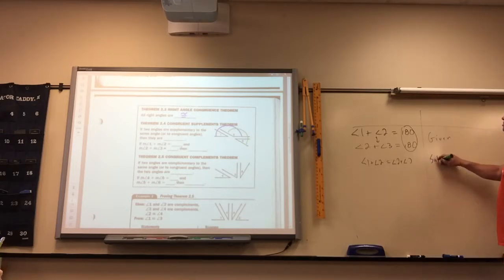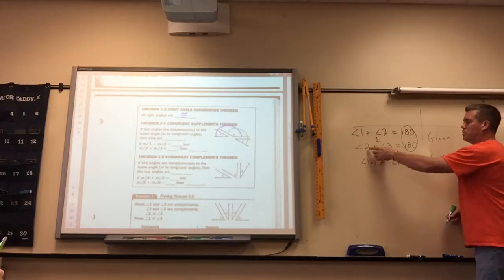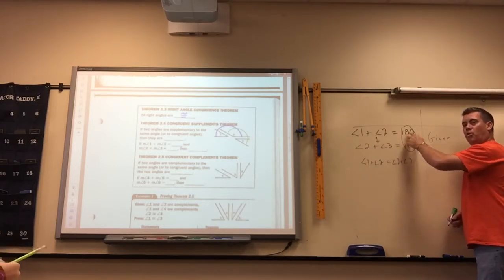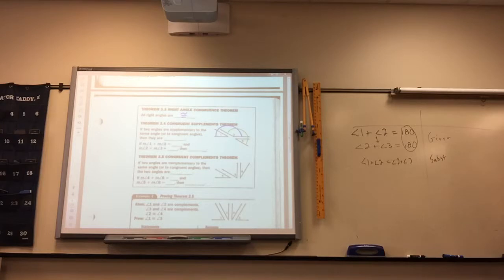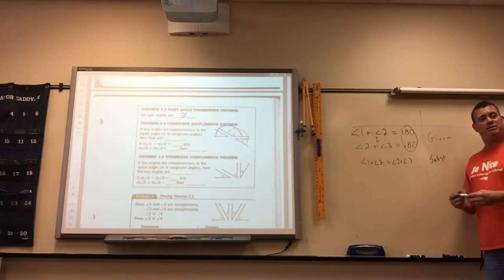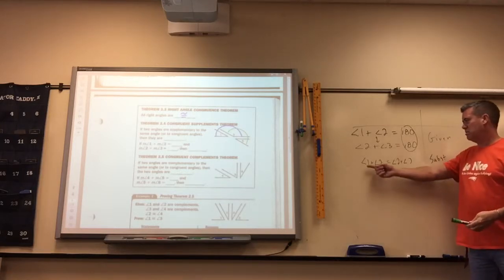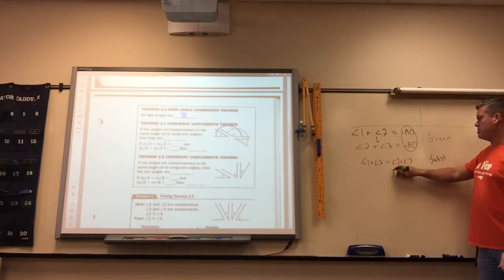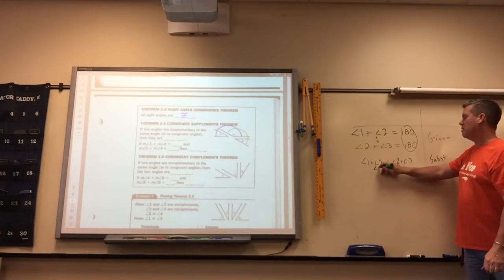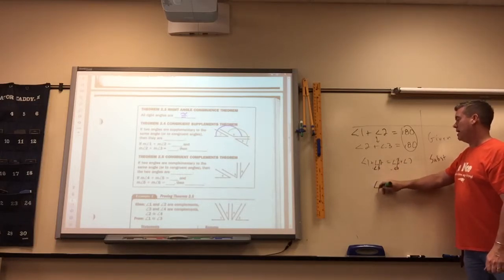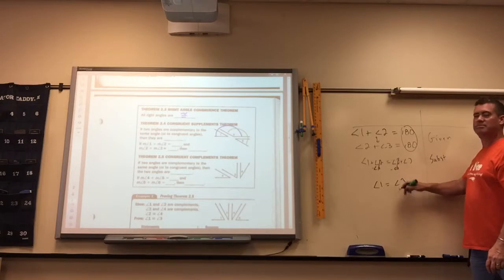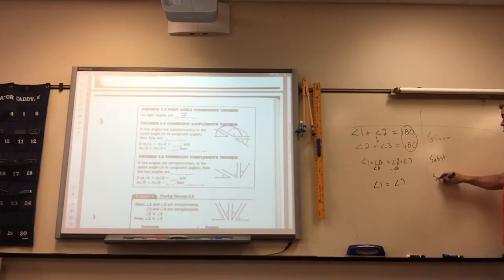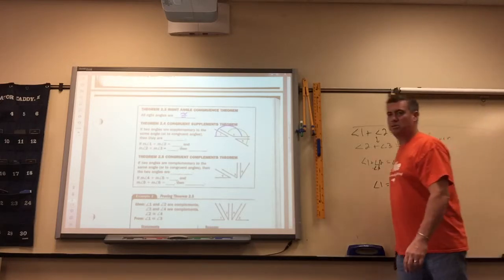Substitution. I just put this in place of that. Or it's the transitive property. Now, if you treat this like an algebra equation, do you notice anything that'll cancel out? The 2's. If I subtract angle 2 from each side, I'm left with angle 1 equals angle 3, right? And all I did was substitution, or not subtraction. So I just proved what I was going to show you.